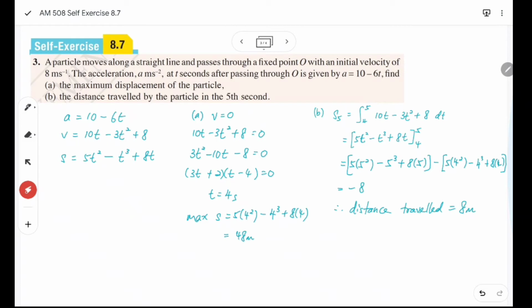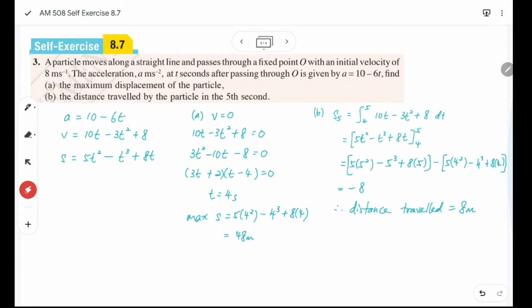And what is the displacement? We need to substitute the 4 into our displacement function. So maximum displacement equals to 5 times 4 squared minus 4 cubed plus 8 times 4, which is 48 meter. B, the distance traveled by the particle in the 5th second.